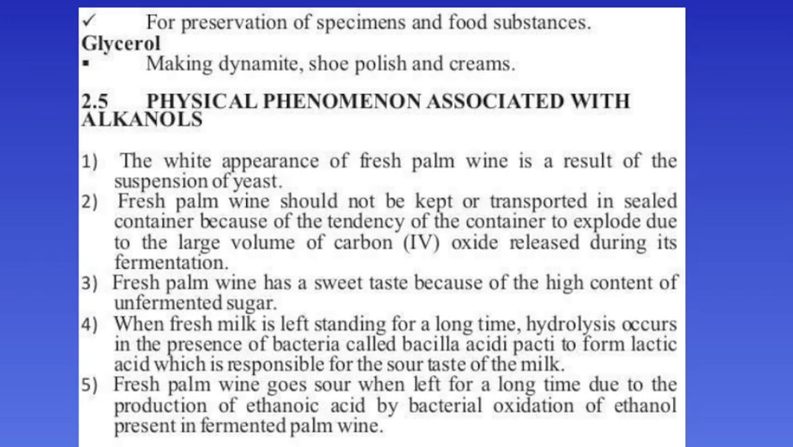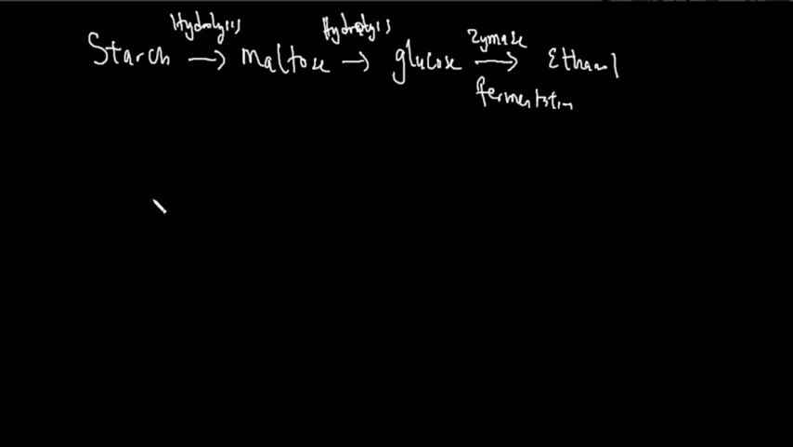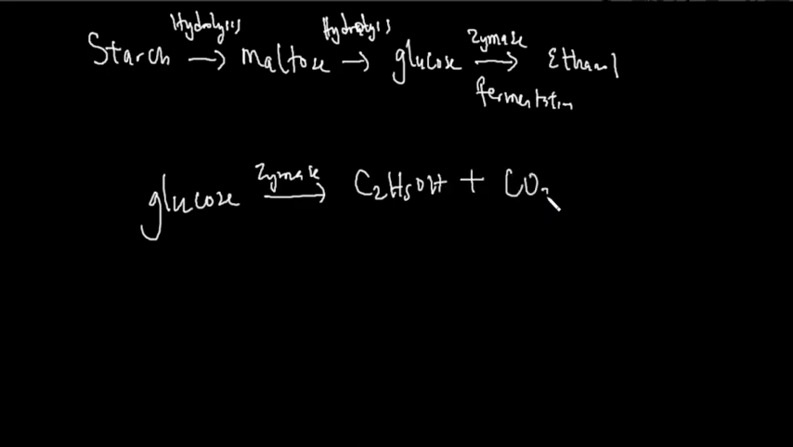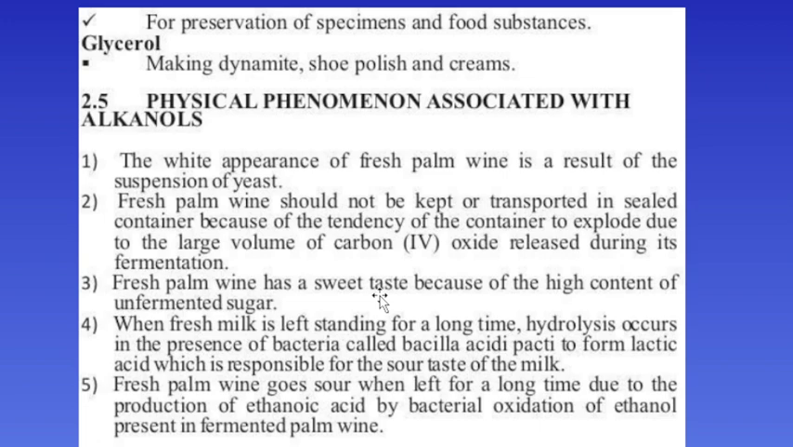Fresh palm wine should not be kept or transported in a sealed container because of the tendency of the container to explode due to a large volume of carbon(IV) oxide. So you'll notice that when glucose is fermented by your zymase, it is going to give ethanol, C2H5OH, and also produce CO2. If the palm wine is inside a closed container, there would be a constant buildup of CO2, and as the pressure increases, it could eventually lead to the explosion of your sealed container. So that's why it's preferable to leave your palm wine in kegs that are not completely sealed or closed. Why? The yeast produces zymase, and the zymase will act to ferment the glucose to produce ethanol and carbon(IV) oxide. A buildup of that carbon(IV) oxide gas would lead to explosion due to high pressure.